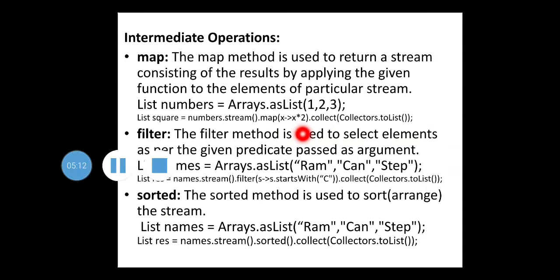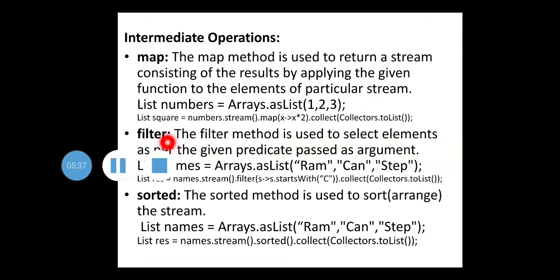After applying the function, we have to collect the result in some collection. Here we are going to use Collectors.toList(), so that again the stream is converted into list type.